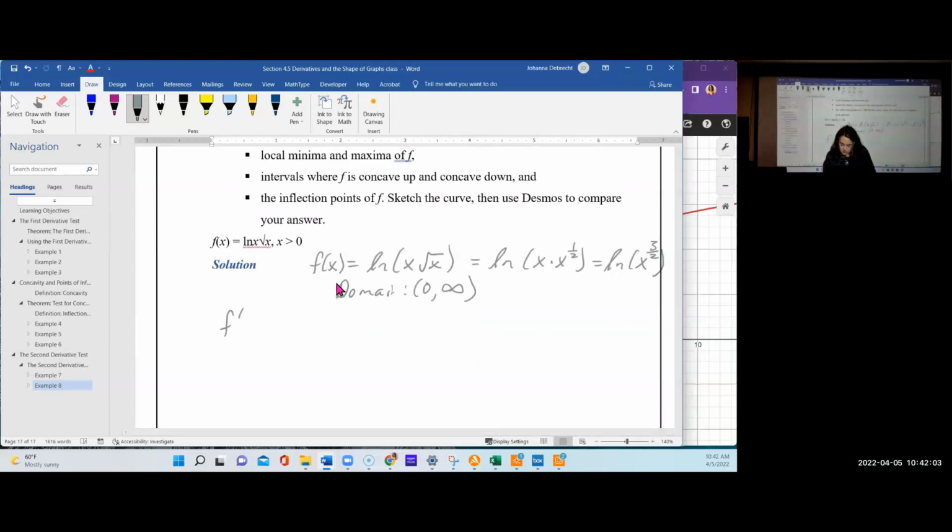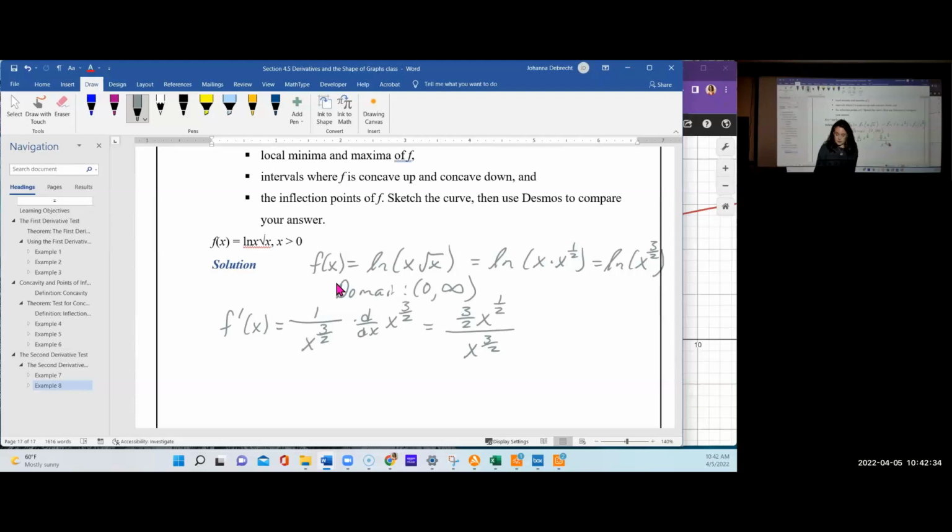So we do the derivative of the function. The derivative of natural log is 1 over u du dx. So times the derivative of x to the 3/2. That's chain rule. And then we will write this as 3/2 x to the 1/2 over x to the 3/2. All right, so that would become that. Now, 1 over u du dx.